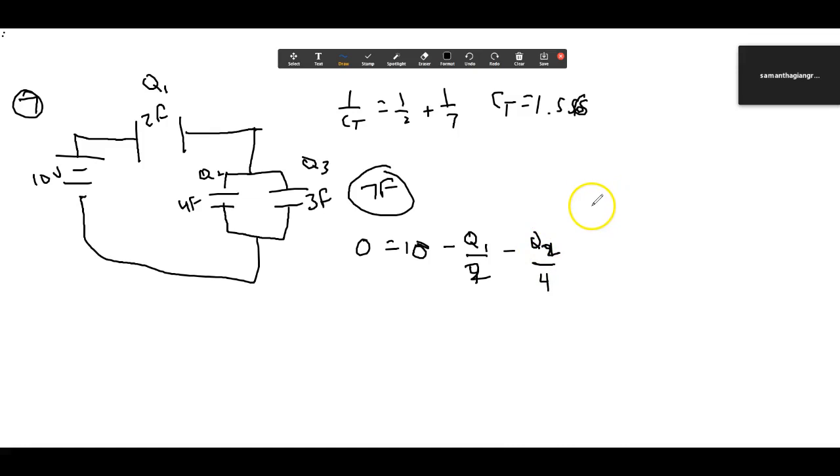No. Bummer. All right, what else you got for me? So then you can do 0 equals 10 minus Q1 over 2 minus Q3 over 3. I like it. Q1 over 2 minus Q3 over 3. Okay, can I solve it now? I got 2 equations. No, because you have 3 unknowns. Thank you. Give me another equation.